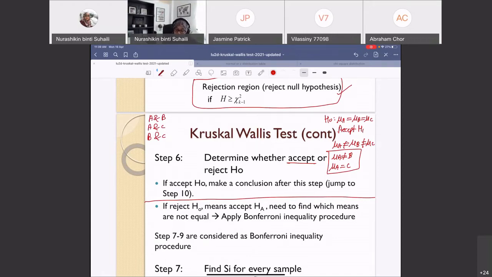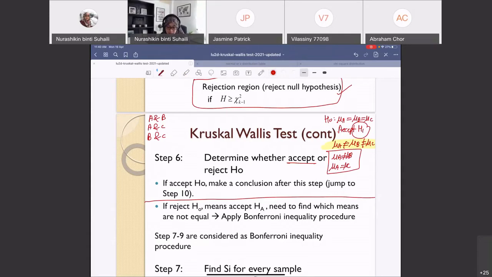If you accept the alternative hypothesis, when you analyze the H and compare it with the chi-square value, and you have to accept the alternative hypothesis. So the alternative hypothesis says this, right? This is what you said in the first step: mu A is not equal to mu B and it's not equal to mu C. Actually this expression can happen due to several possibilities. That's my point. It can be, let's say, mu A is not equal to mu B, but mu A is equal to mu C.